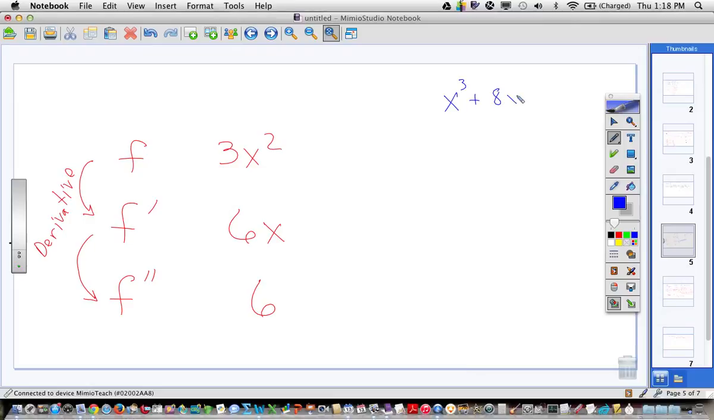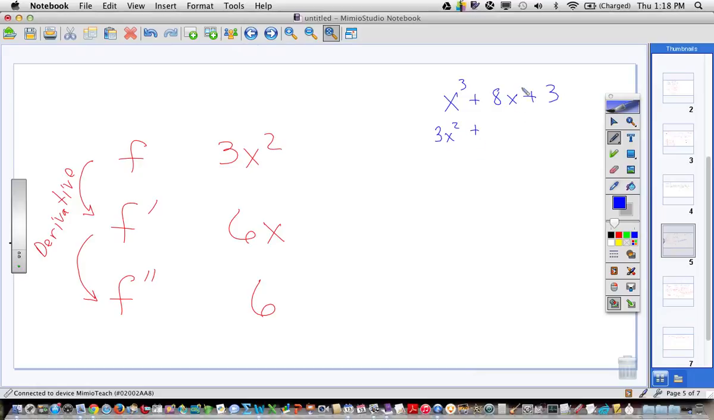If I have this, I want to make sure everybody finds it easy. If I do the derivative of x cubed, it's 3x squared. Derivative of 8x is 8. That one should be one that we can say almost faster than any other derivative.